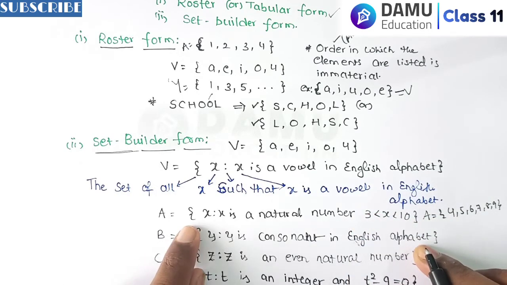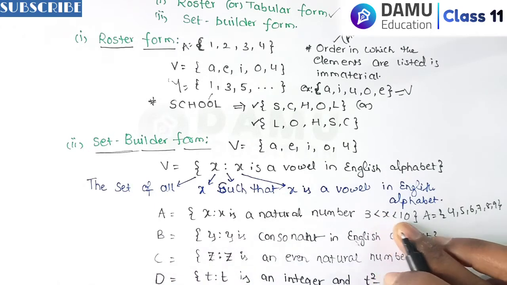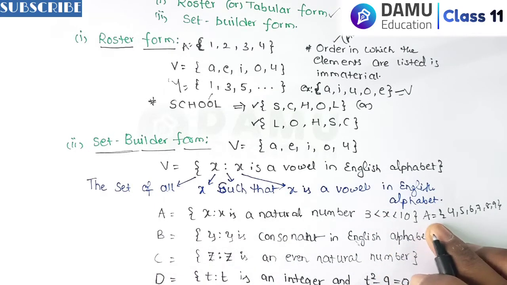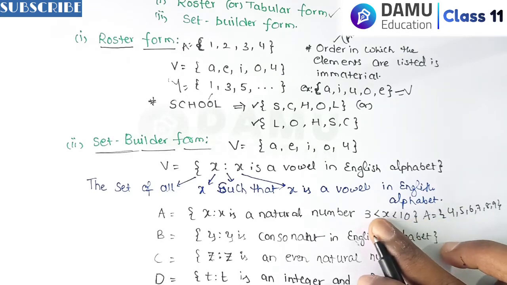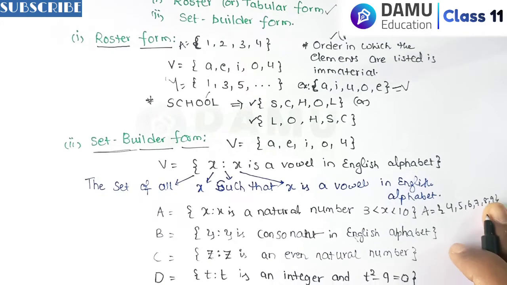The set of all x such that x is a natural number, 3 less than x less than 10. So A is equal to {4, 5, ...}. The elements will come under roster form. So it is more than 3 and less than 10, so the natural numbers 4, 5, 6, 7, 8, 9. So that is the one.